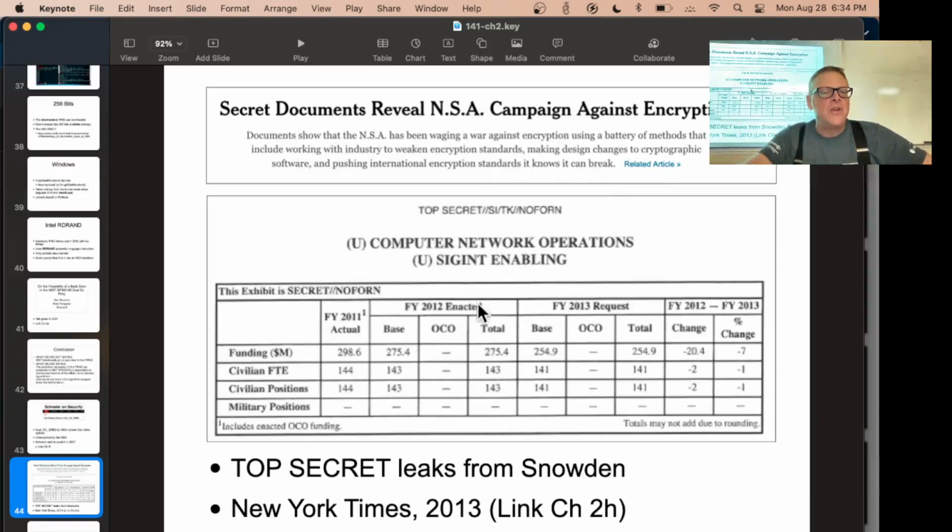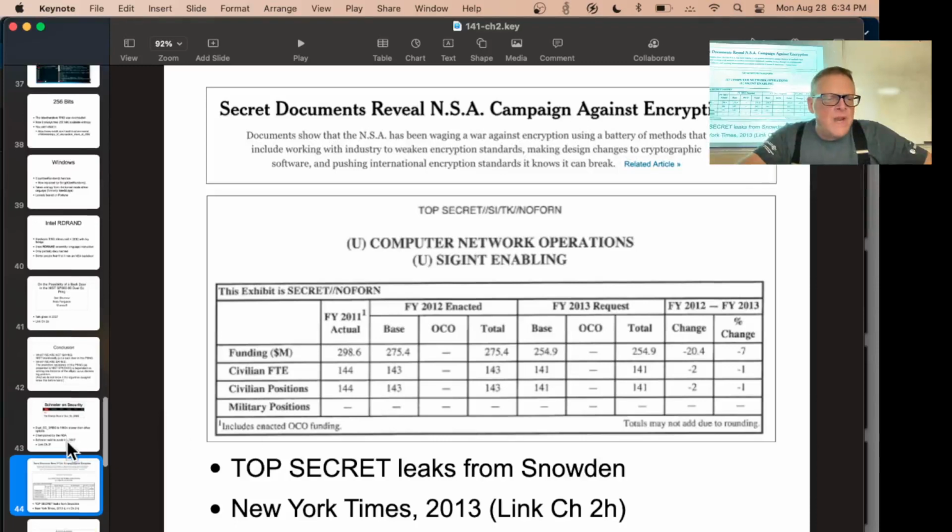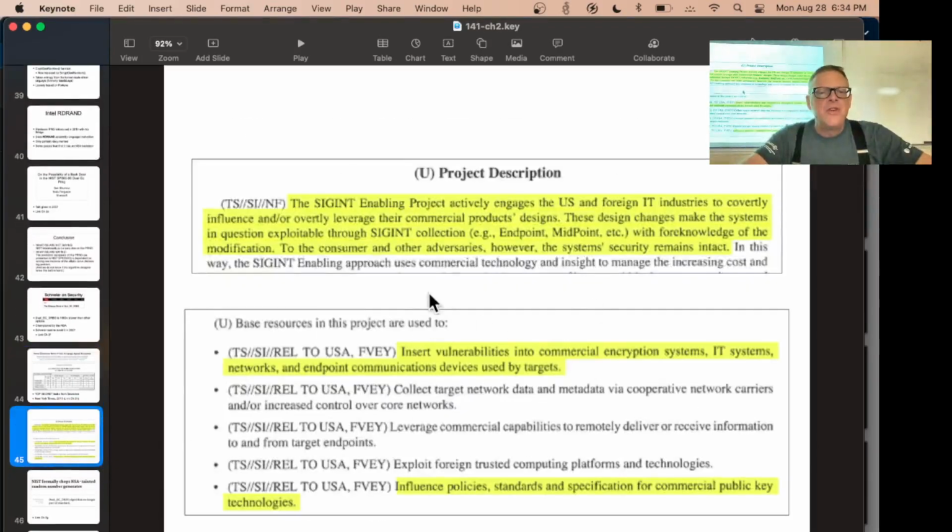Snowden leaked all kinds of secret documents, and what he leaked showed that they were, in fact, poisoning commercial systems. This is the worst case you can imagine. Insert vulnerabilities into commercial encryption systems and endpoint communication devices used by targets. Influence policies, standards, and specifications for commercial key technologies. They were absolutely doing this, pressuring private companies and lying to them to trick them into making standards that were unsafe so they could hack into them, to try to achieve their mission statement. And this is the kind of thing that once it comes out, causes people to lose faith in their government.